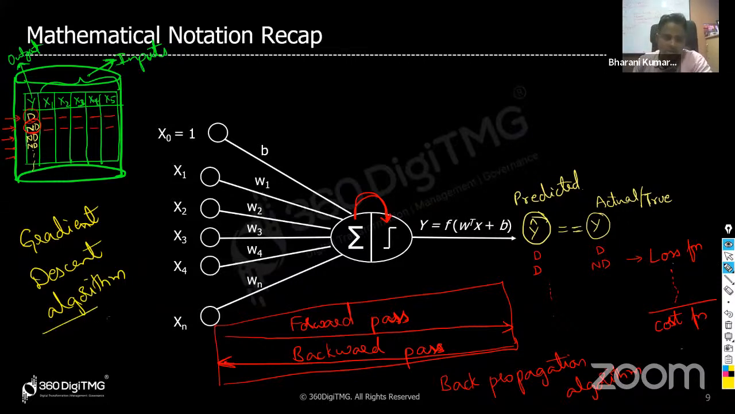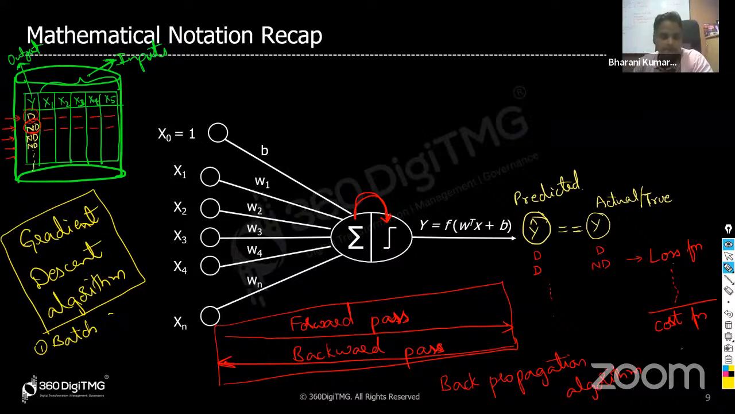Within gradient descent, there are a lot of variants which are available. One is called batch gradient descent. What happens in batch gradient descent?